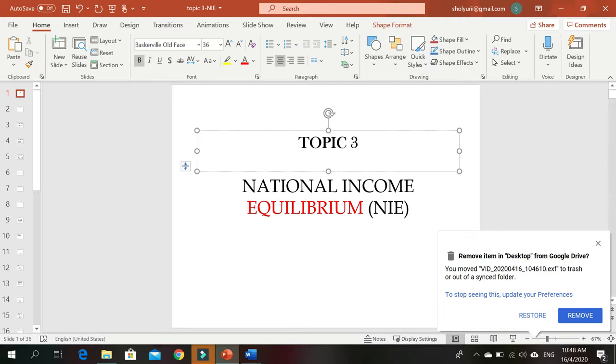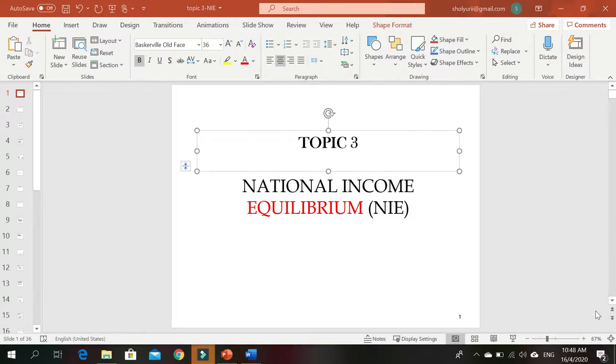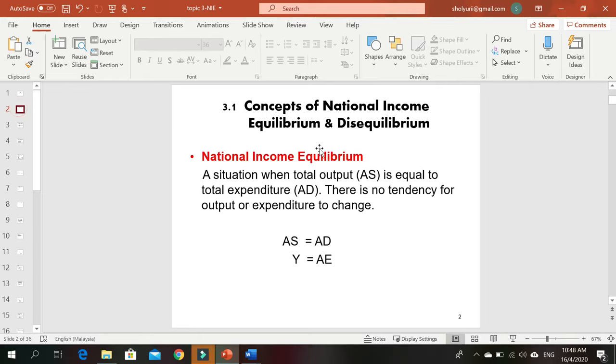Okay, so apa beza dengan topic 2 and topic 3? We are still talking about national income. The thing is, for topic 3, we would like to find the equilibrium of national income. Okay, short form dia saya akan pakai NIE, National Income Equilibrium. So first of all, kita fahamkan maksud konsep National Income Equilibrium dan disequilibrium dulu. What does equilibrium mean? National Income Equilibrium.